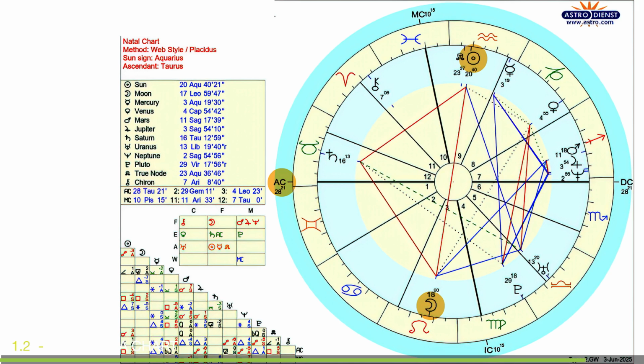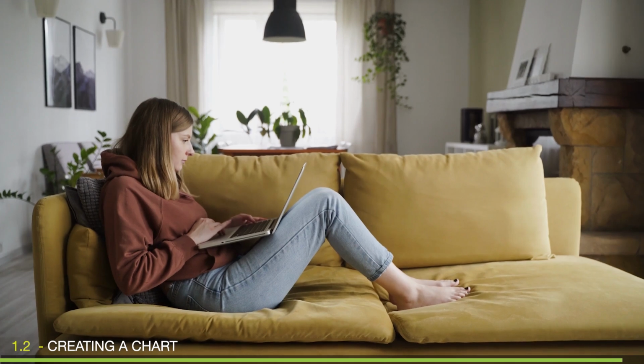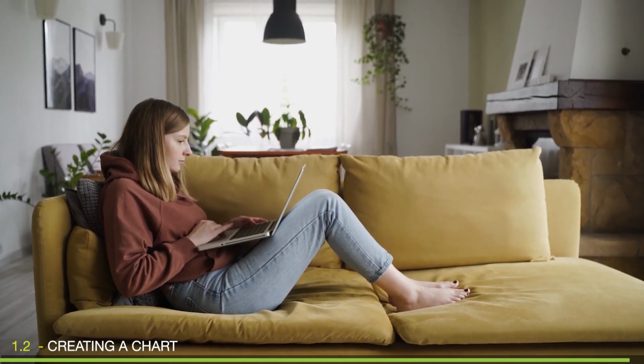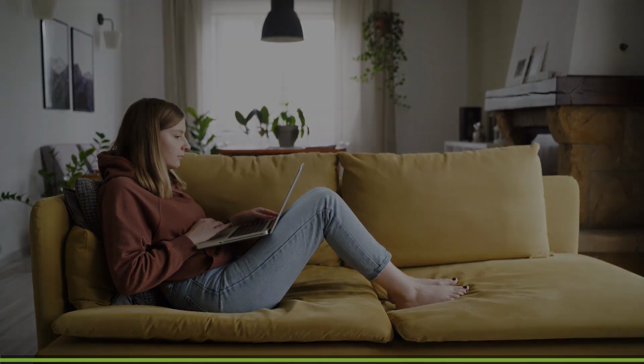You now know the house and sign your Sun and Moon occupy and your Ascendant sign, your big 3. And follow me into the lessons ahead. We're going to take a look at exactly what that means for you. Ready? Good. Let's go.